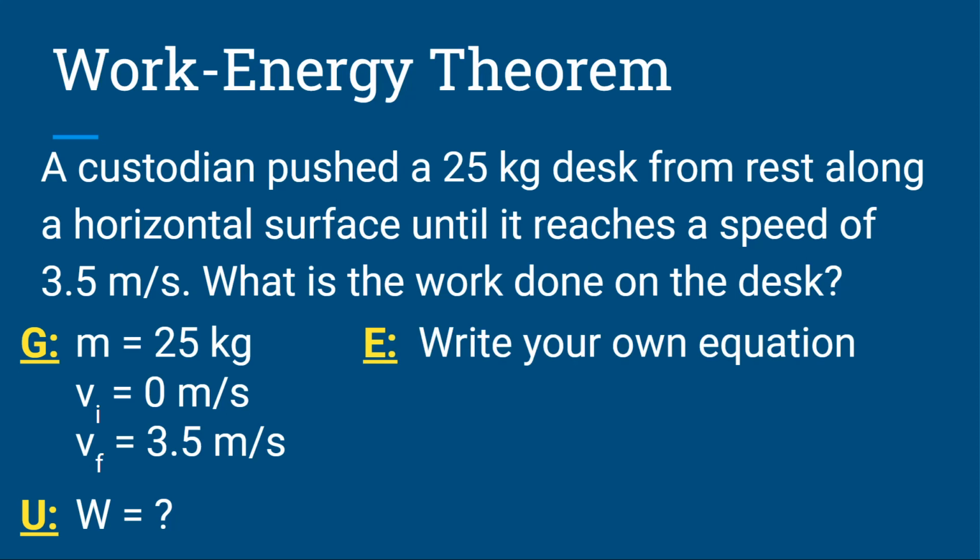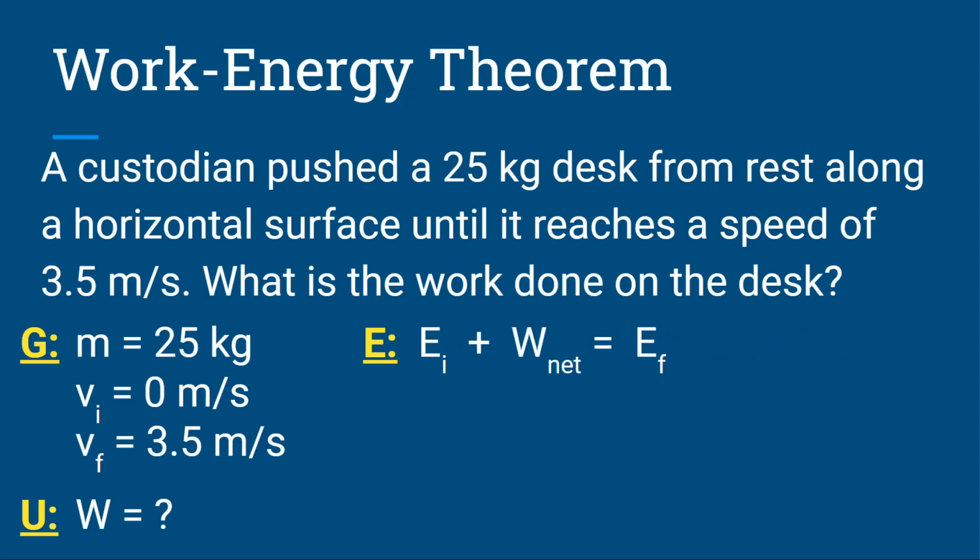We're going to write the equation though. This is the standard equation. Initial energy plus net work equals final energy. But we're going to be more specific. Our initial energy is kinetic. Our final energy is kinetic. So we're going to write it like that. And by the way, my initial energy is 0, it wasn't moving. So I can write my equation like this instead. My initial kinetic energy, 0, plus the net work done will equal the final kinetic energy.